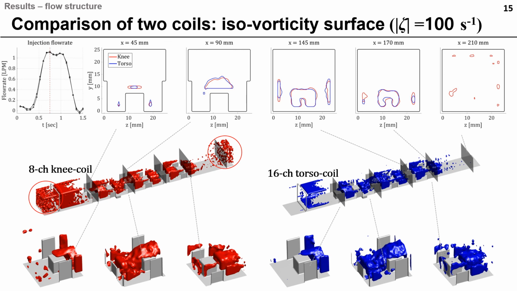And this observation can be confirmed more clearly in the isovorticity surface. In the red circle, at both ends of the FOV, many isovorticity surfaces are formed in the 8-channel coil compared to the 16-channel torso coil. This is because the velocity noise is amplified through the differentiation for the vorticity calculation. So considering these results so far, the 16-channel torso coil can be an excellent choice instead of the 8-channel coil when a large FOV is required.